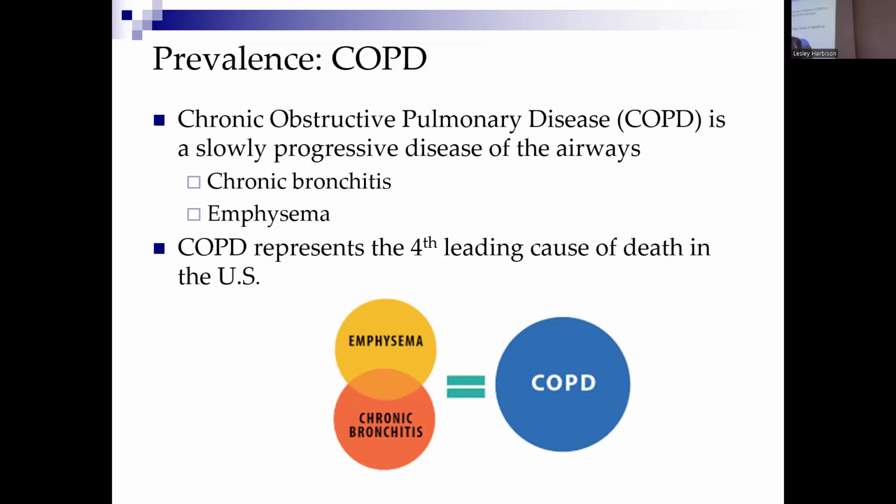And then chronic bronchitis, that's a little bit different. People can have chronic bronchitis for different reasons, but when you combine those two, then we have chronic obstructive pulmonary disease, COPD. So chronic obstructive pulmonary disease is a slowly progressive disease of the airway. And it is chronic, but just note the subtle difference between asthma and COPD in the definitions. Chronic bronchitis, emphysema, COPD represents the fourth leading cause of death in the US.